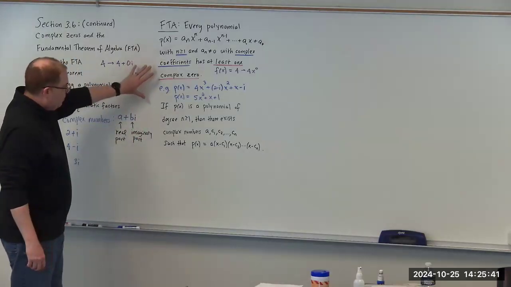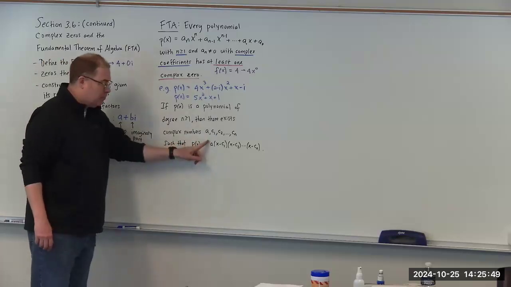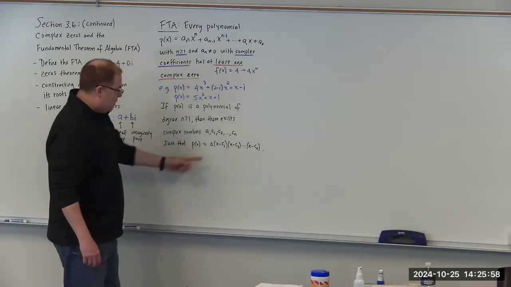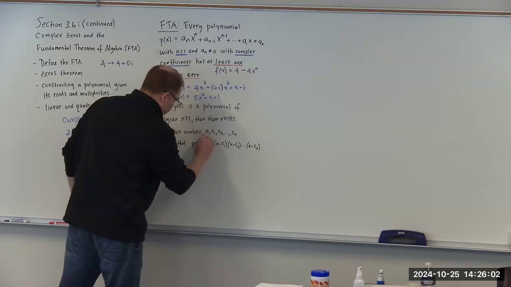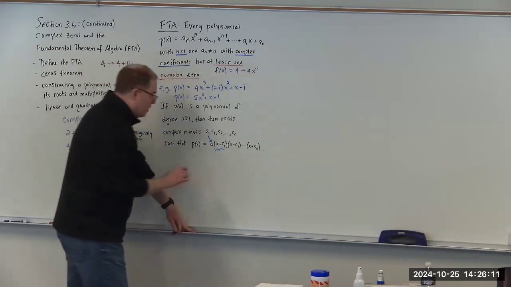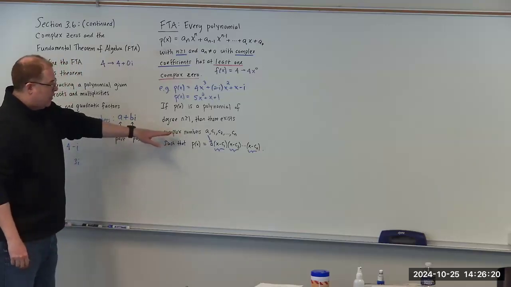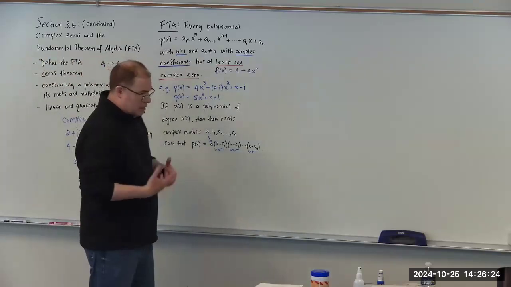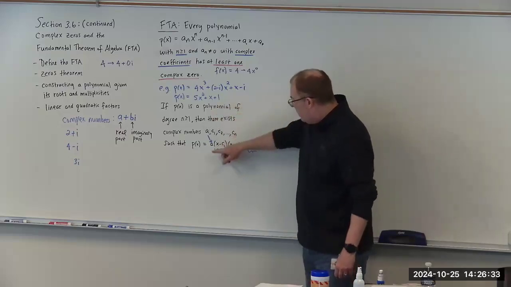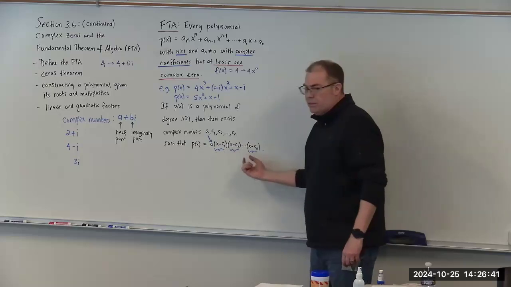A follow-up of this is that if P of x is a polynomial of degree n bigger or equal to 1, then there exist complex numbers a, c1, c2, dot dot dot, c sub n, such that p of x can be written this way. a is basically the leading coefficient here, and for each root you have a corresponding factor. These complex numbers are the complex zeros of the function. If we have these, then we easily recognize what the factors are.